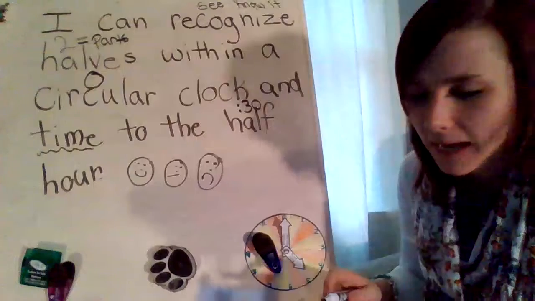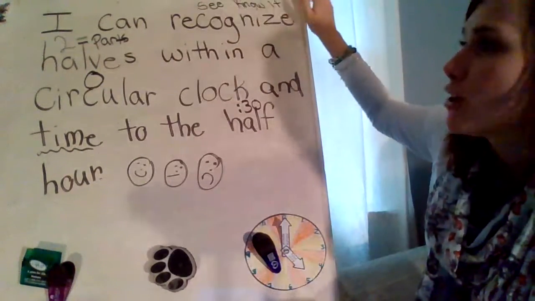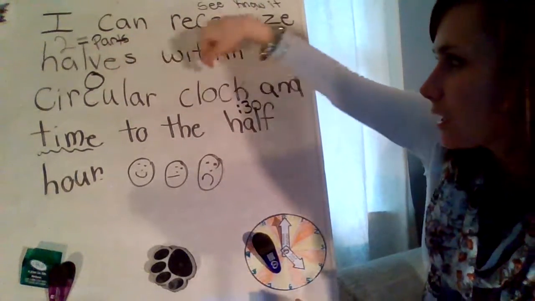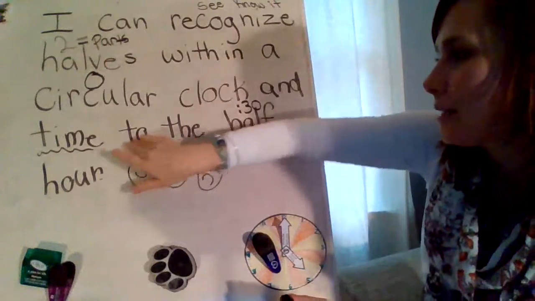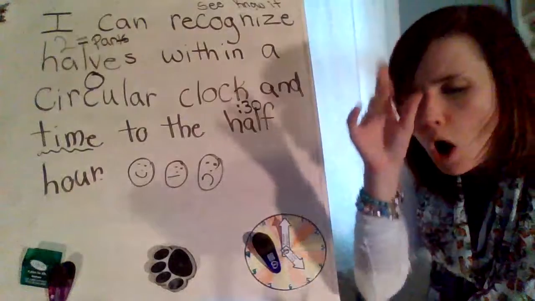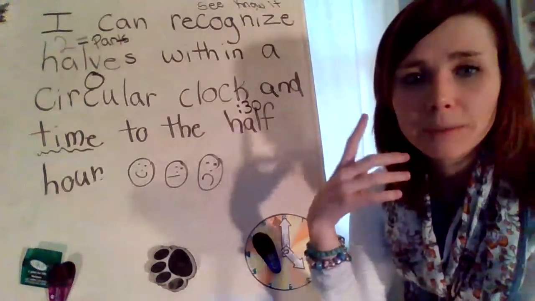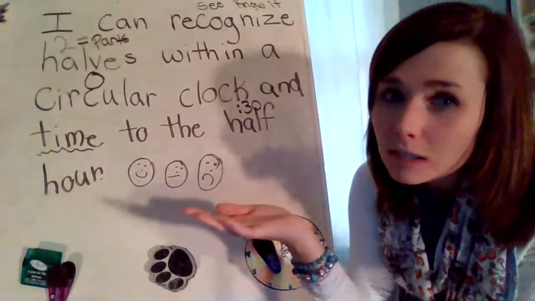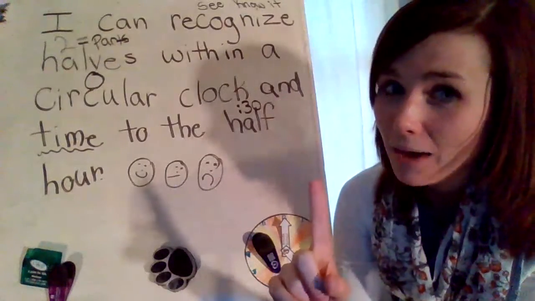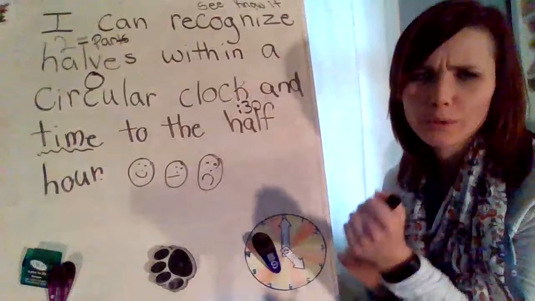All right, let's read this back together, okay? I can see and know it 2 equal parts within a circular clock and time to the half hour, to the 30 minutes. All right, how do we feel about this, boys and girls? Happy, okay, sad. Show me. Today's going to be a little bit trickier than yesterday because we're going to be going to the half hour. Not only the hour, but the half hour. And don't worry, we're going to go over it, so no worries.